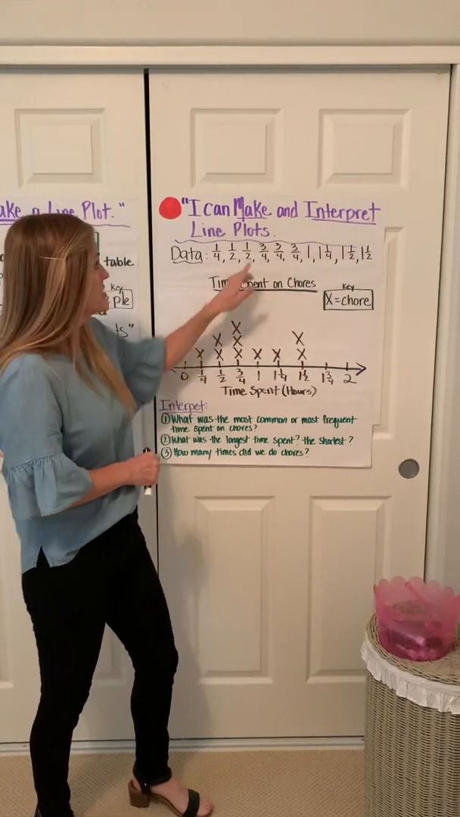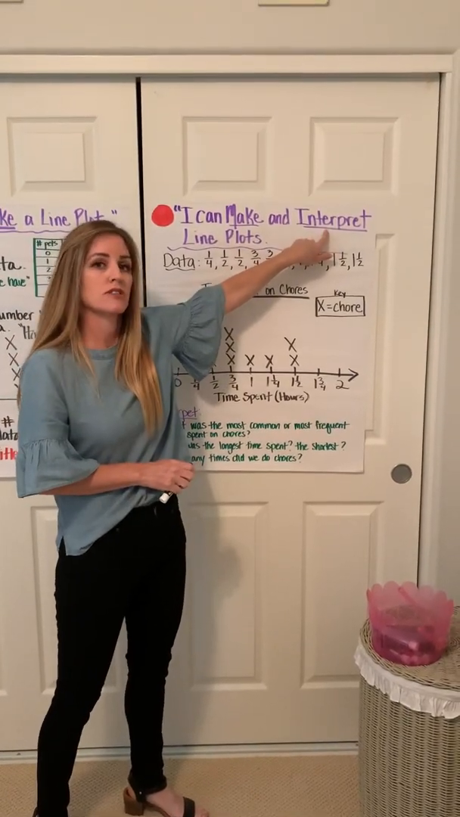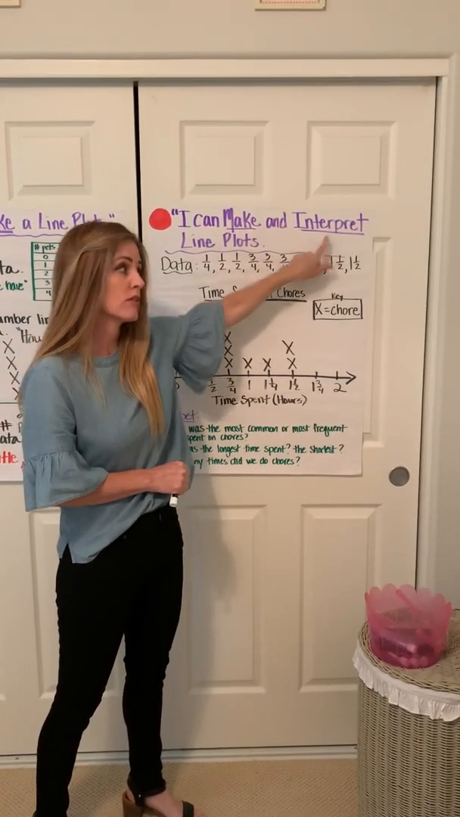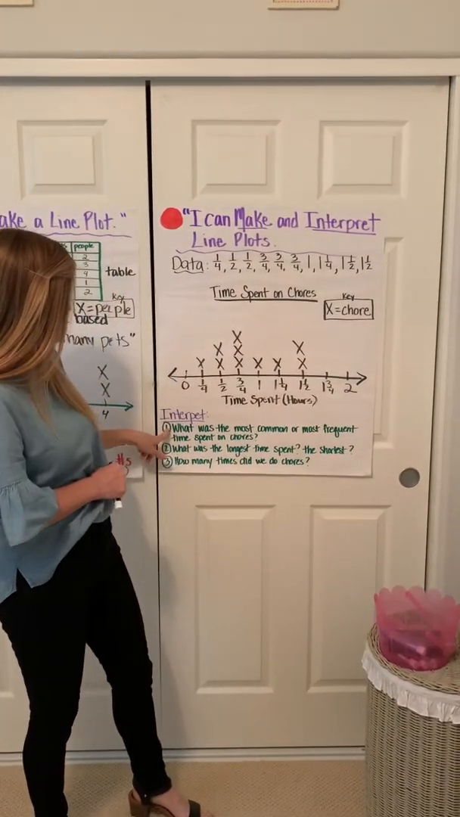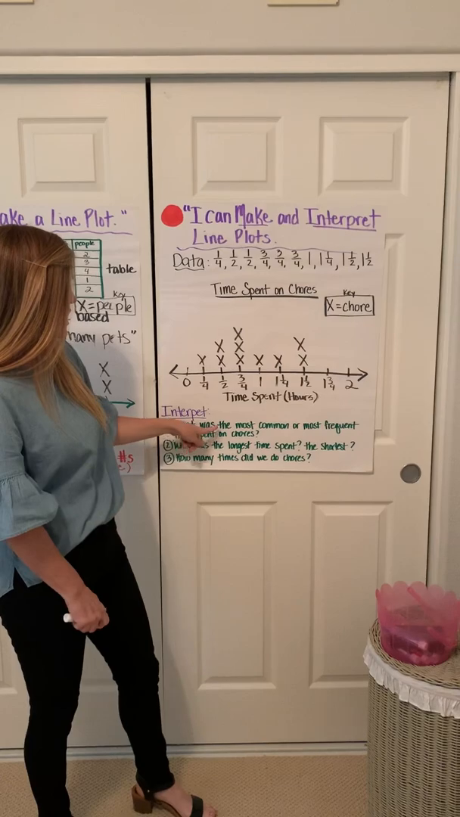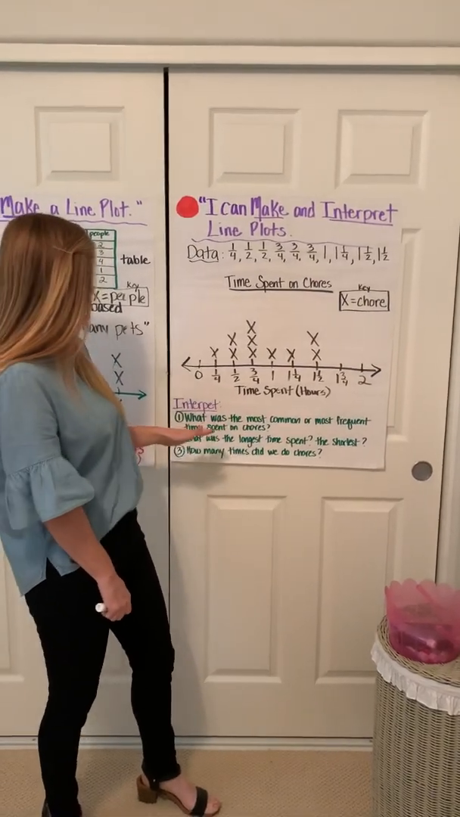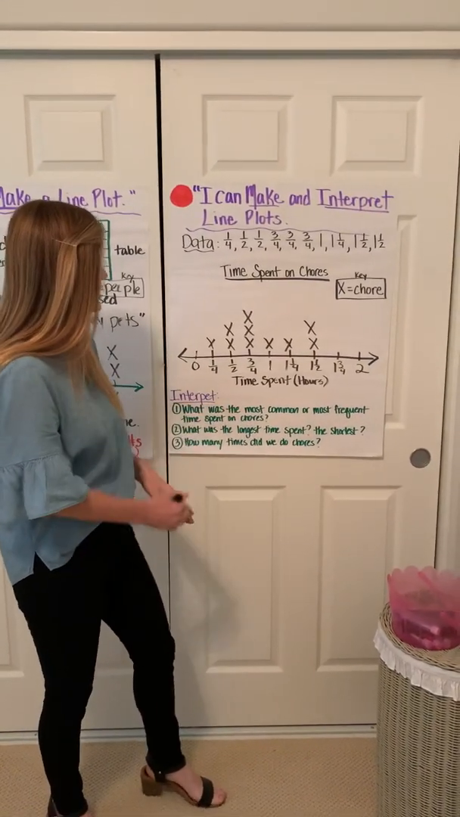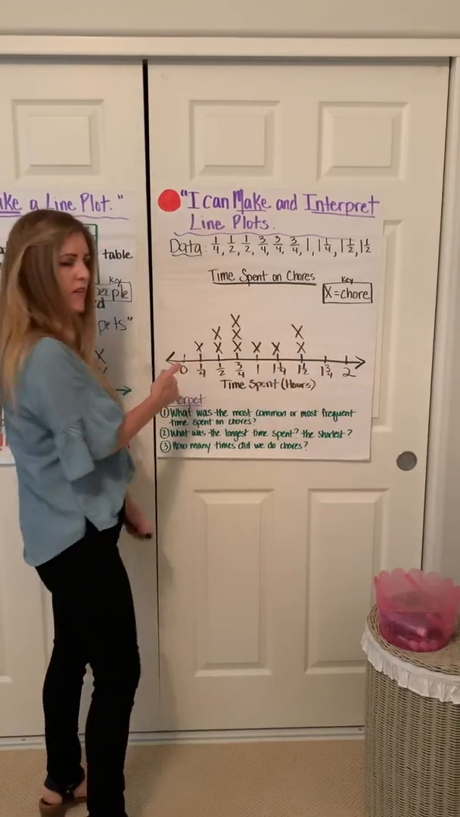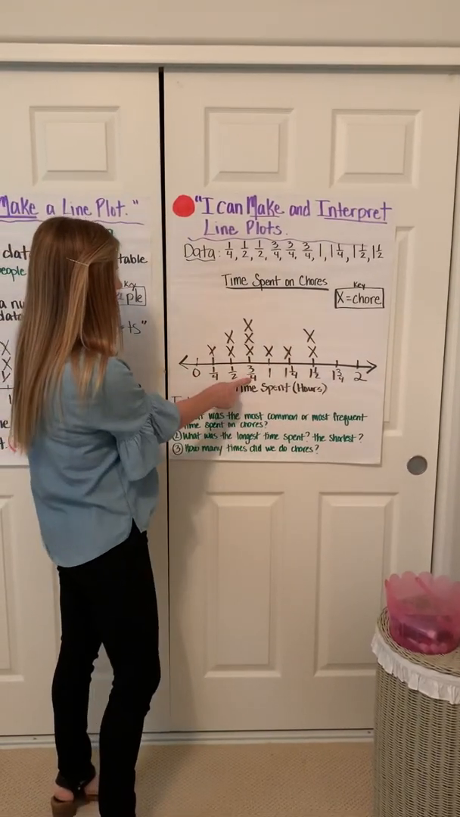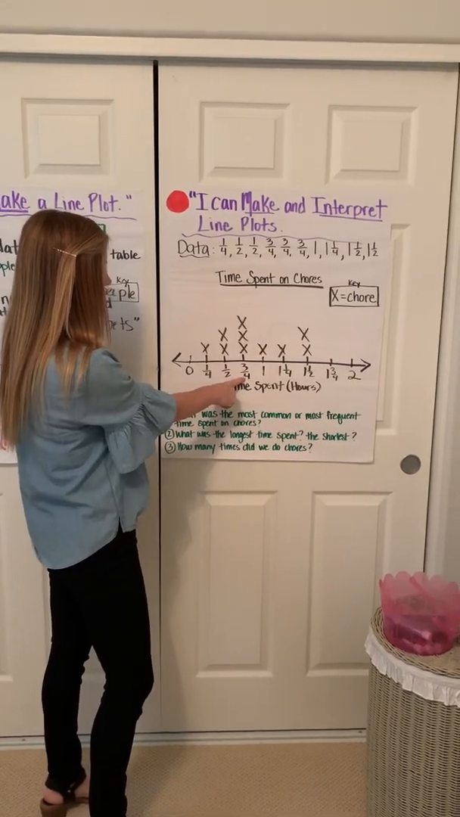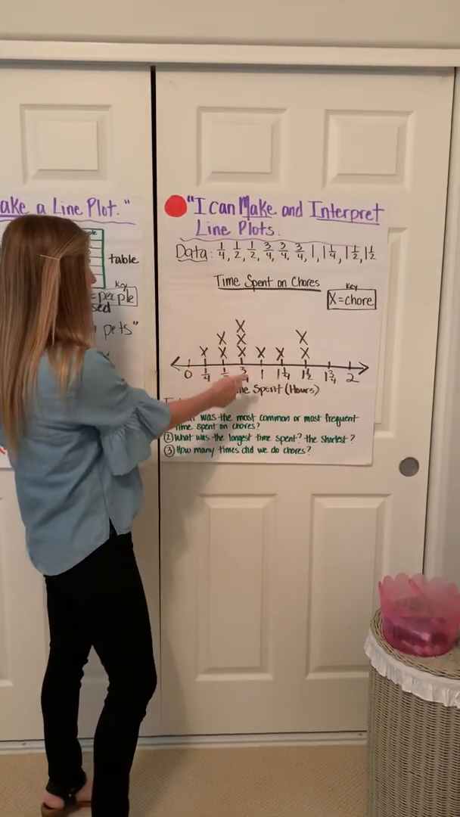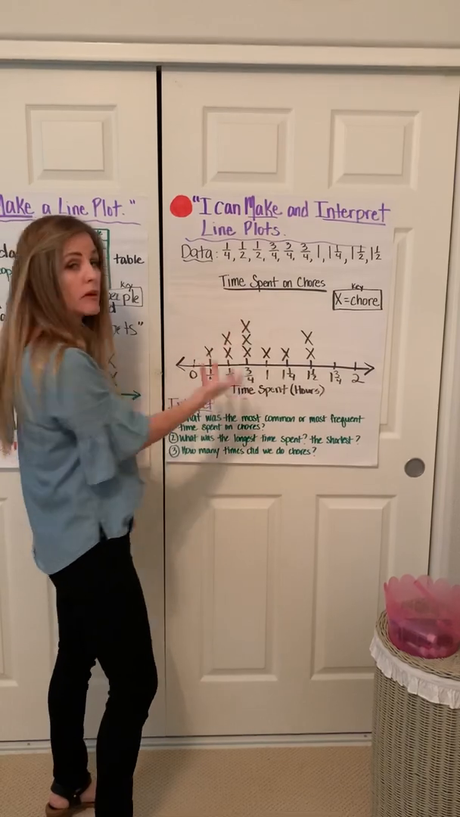Okay, now the second piece of our learning target is interpreting it. So we're going to practice that now using the one that we just created, time spent on chores. Let's start with our first question. What was the most common or most frequent time spent on chores? The one that I see the most is 3/4. I have 3 chores that took me 3/4. So the way that I would interpret that is, wow, 3/4 was the one that had the most.